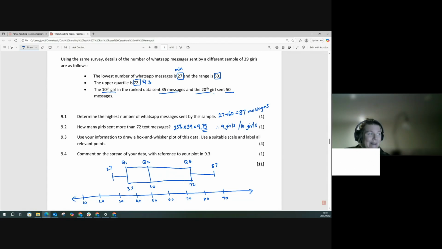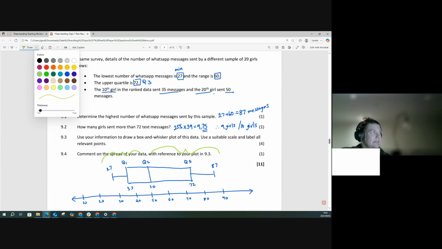And can you please comment on the spread of this data? Which direction is it skewed? Remember, we always look at that. Good. It is skewed to the right or positively skewed.